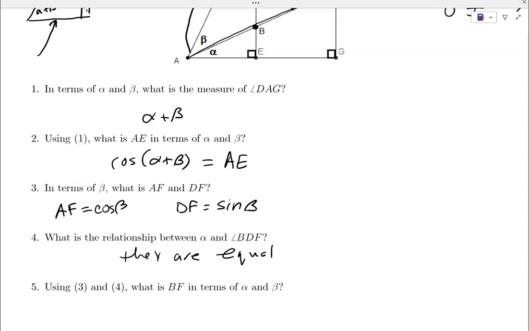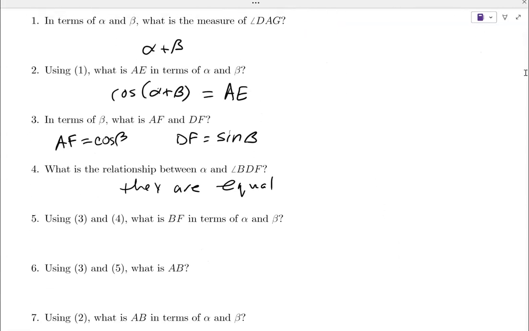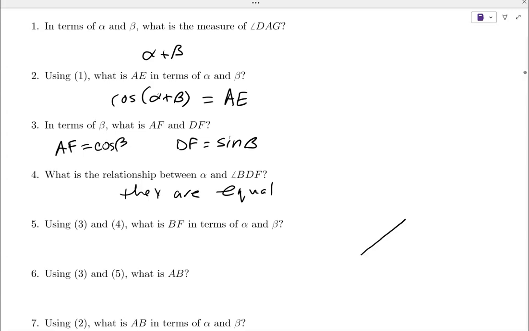So it says using 3 and 4, so the answers that we got to 3 and the answers that we got to 4, what is the length of BF in terms of alpha and beta? All right. So what do we have? Let me just redraw the triangle here. I'll draw it this way. At BF, you got the right angle at D. We said this was alpha up here, right? DF we said was sine of beta. That was what we said from part 3. Now it's asking what's BF in terms of alpha and beta.